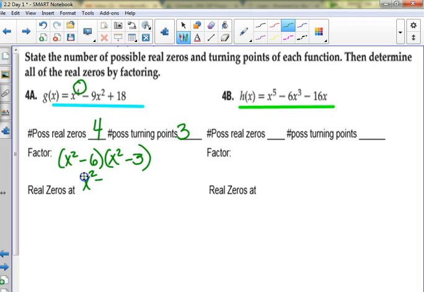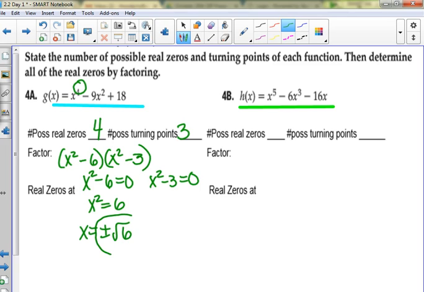X squared minus 6 equals 0. X squared minus 3 equals 0, which means x squared equals 3. So x equals plus or minus. You don't have to show all that work. I just want to show it once so you're okay with where we're getting it. X squared equals 3. X equals plus or minus square root of 3.